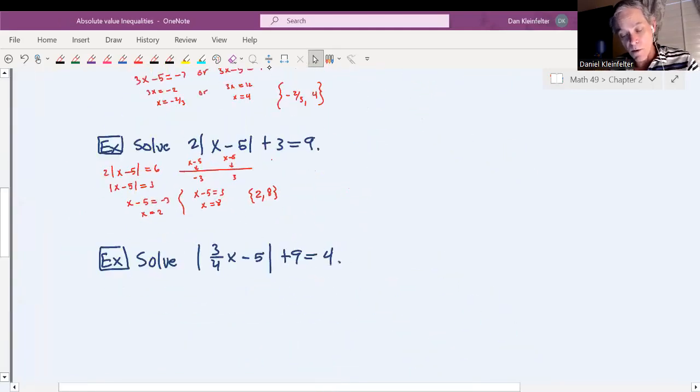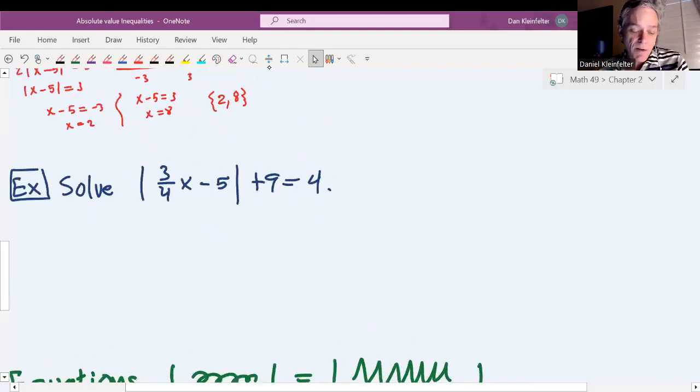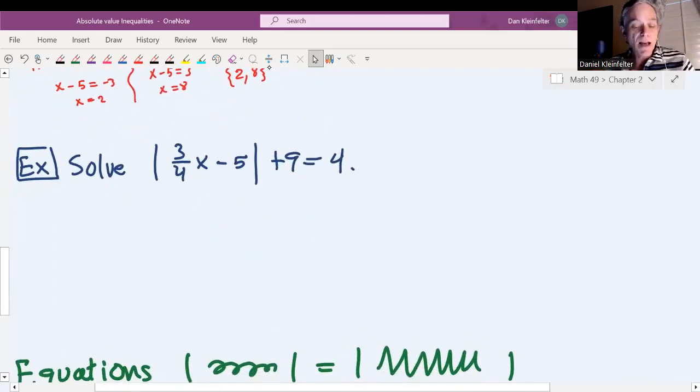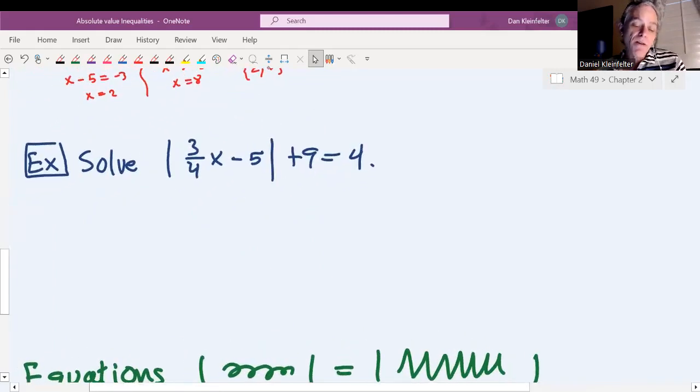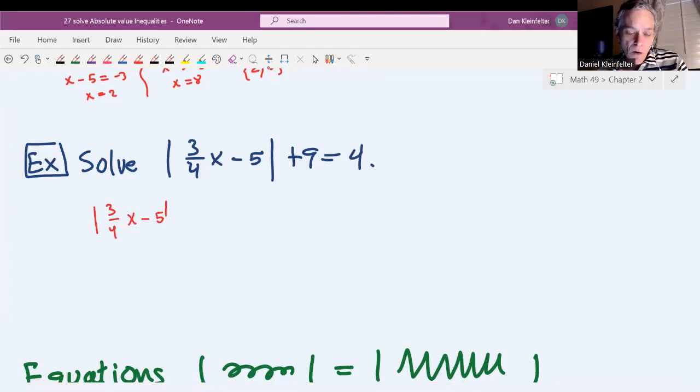Okay, one more, and then we're on to our next type of equation. Here we have the absolute value of 3/4 x minus 5 plus 9 equals 4. Our first task would be to isolate the absolute value part. And so I'll start by subtracting 9 from both sides. We'll get the absolute value of 3/4 x minus 5 equals -5. And this one, there's no solution.